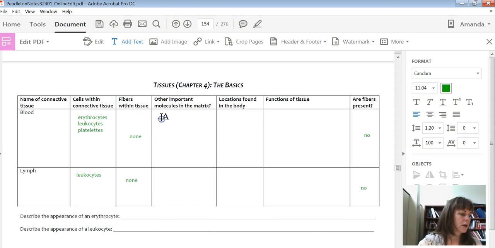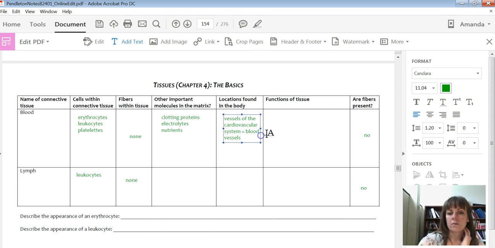And then it says other important molecules in the matrix, okay, which means outside the cells. So for blood, you're going to have clotting proteins, you're going to have electrolytes, you're going to have nutrients, glucose, fats, different things like that. These are just some of the important molecules in the matrix. If you take anatomy and physiology two, you'll learn this in detail, but these are just a snippet. Okay. So where is blood found? Well, it's found in the vessels of the cardiovascular system. So that's going to be blood vessels.